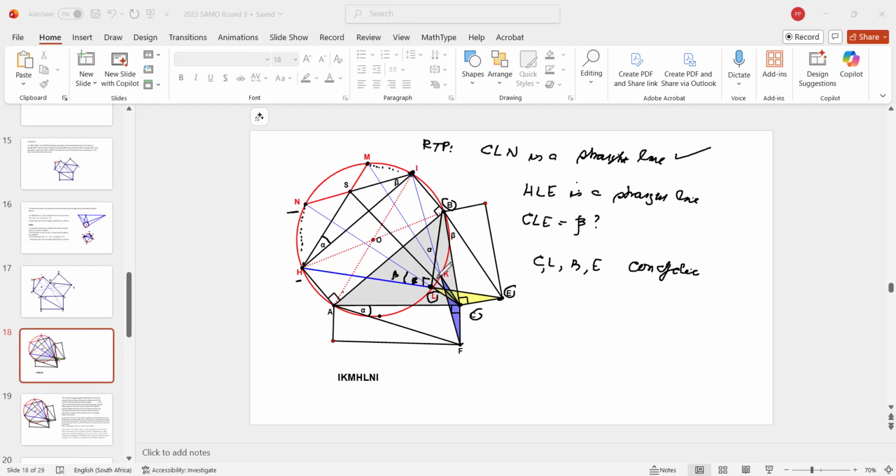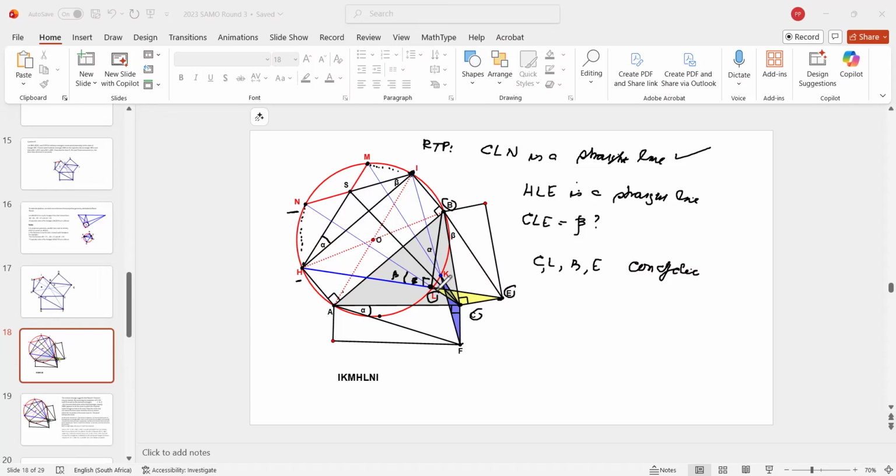So if we want to prove that this angle is beta, again, we work backwards. We'll say HB is the diameter of the circle, right? Because by construction, the center of the circle is on HB. So HB is the diameter. Therefore, it subtends 90 degrees at L. So this angle is 90 degrees. And therefore, these two angles are supplementary because this is a straight line. So this angle is 90 degrees.